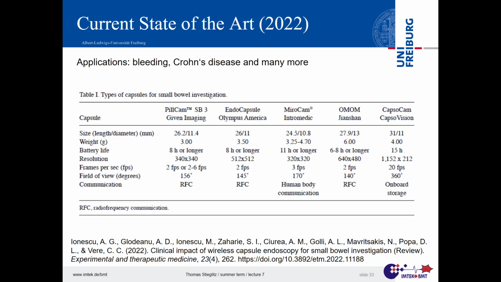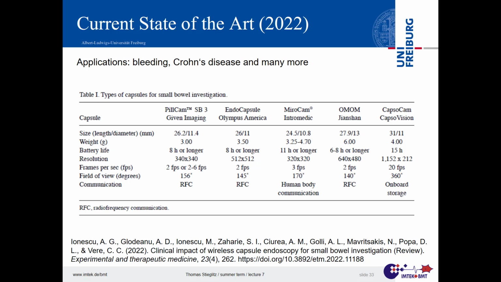There are differences here in everything. The size and the length is varying, the weight is varying from 3 to 6 gram, battery life from 8 hours to longer, depending on how many pictures you take. Resolution varies, frames per second are close, field of view is also in a similar range. 3 of them use radio frequency communication, 1 has an onboard storage, and 1 uses some type of human body communication. That means you can use the tissue to transmit data and collect that. I didn't check up what kind of human body communication that is. So it means it's good.